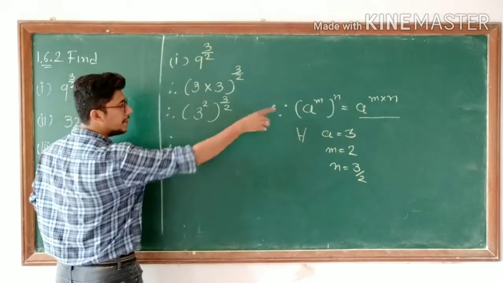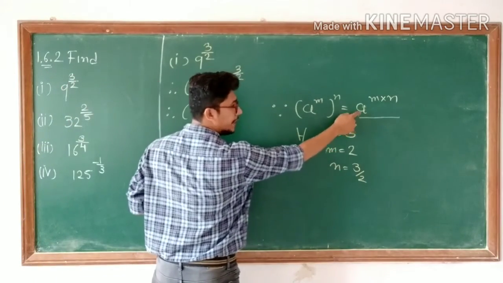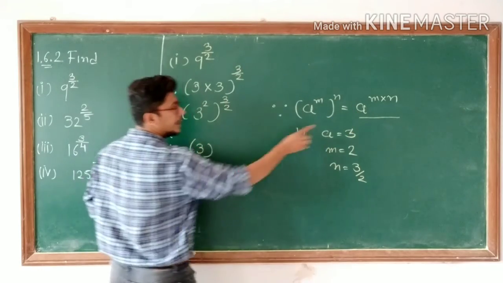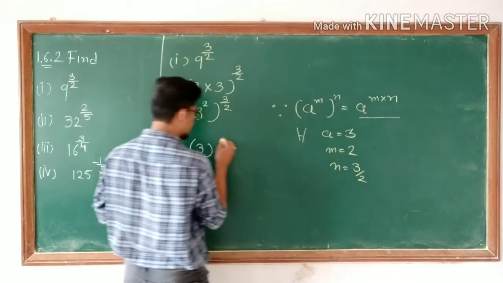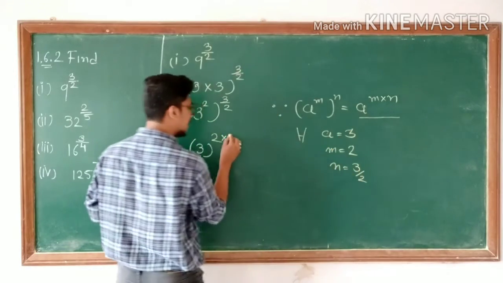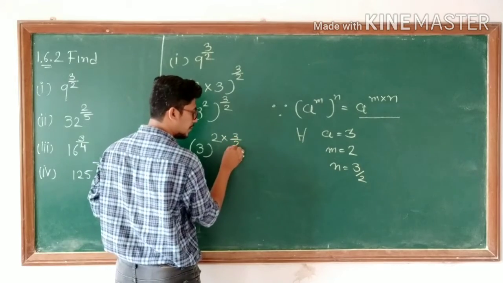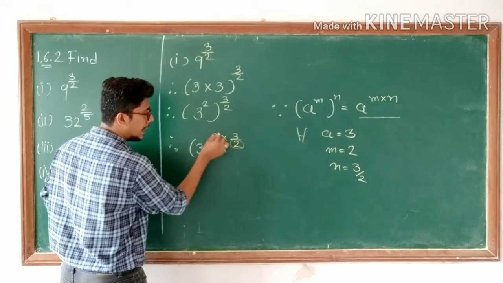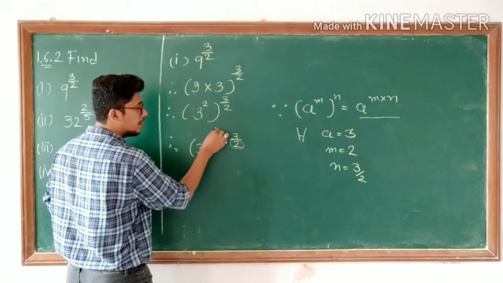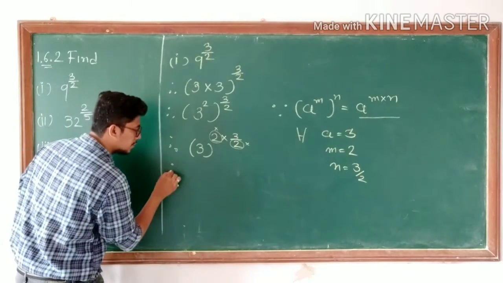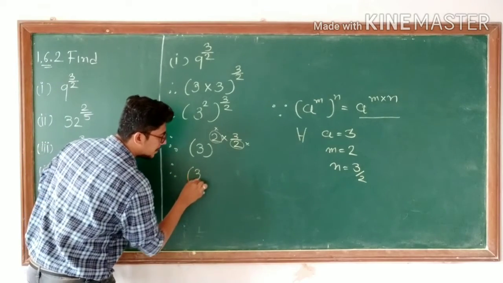So our answer will be: in place of a, we have to put 3; in place of m, we have to put 2; in place of n, we have to put 3 by 2. We know that the 2 and 2 are the same, so they will get cancelled. Yes or no? Yes.